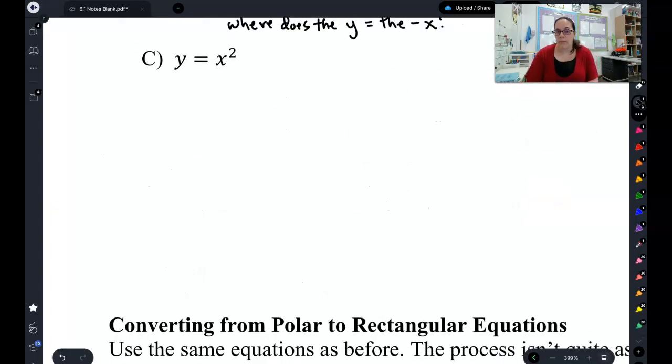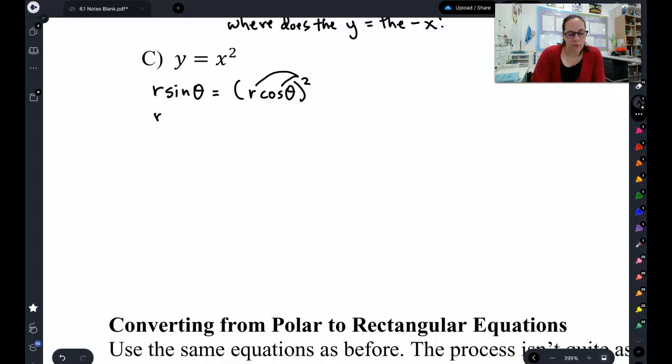Let's try one more where we're converting Cartesian or rectangular equations into polar equations. Let's start once again. We don't have an x squared and a y squared, so we're not going to get an r squared out of this. So let's just change y to r sine of theta and x to r cosine of theta. Now remember, when I square this, I have to square both of these. So I get r sine of theta equals r squared cosine squared of theta.